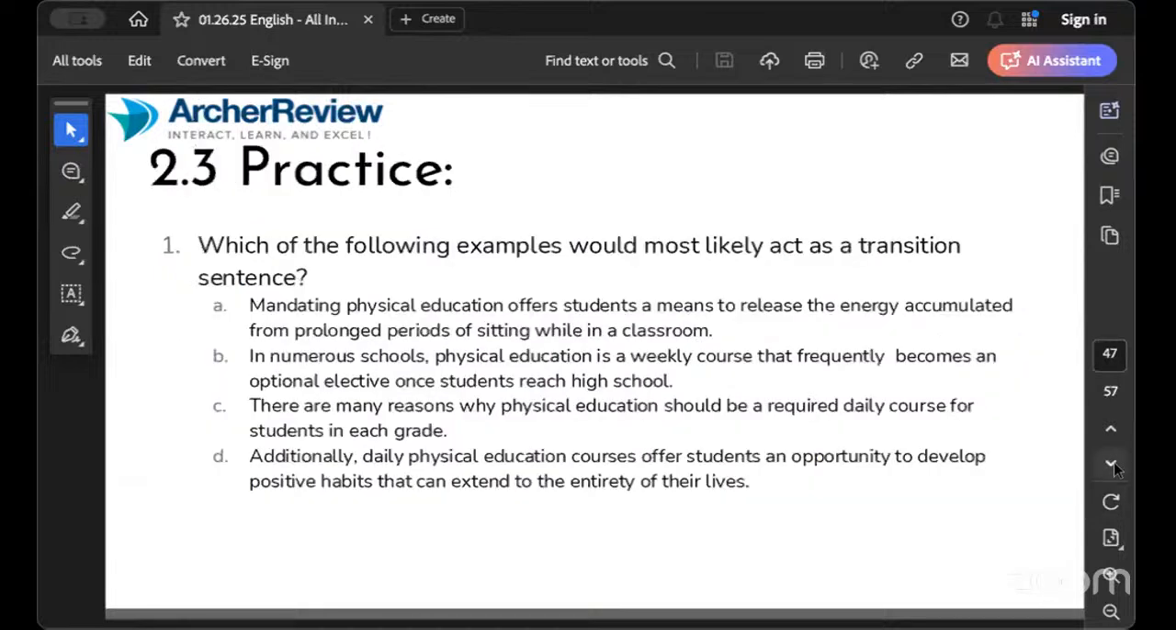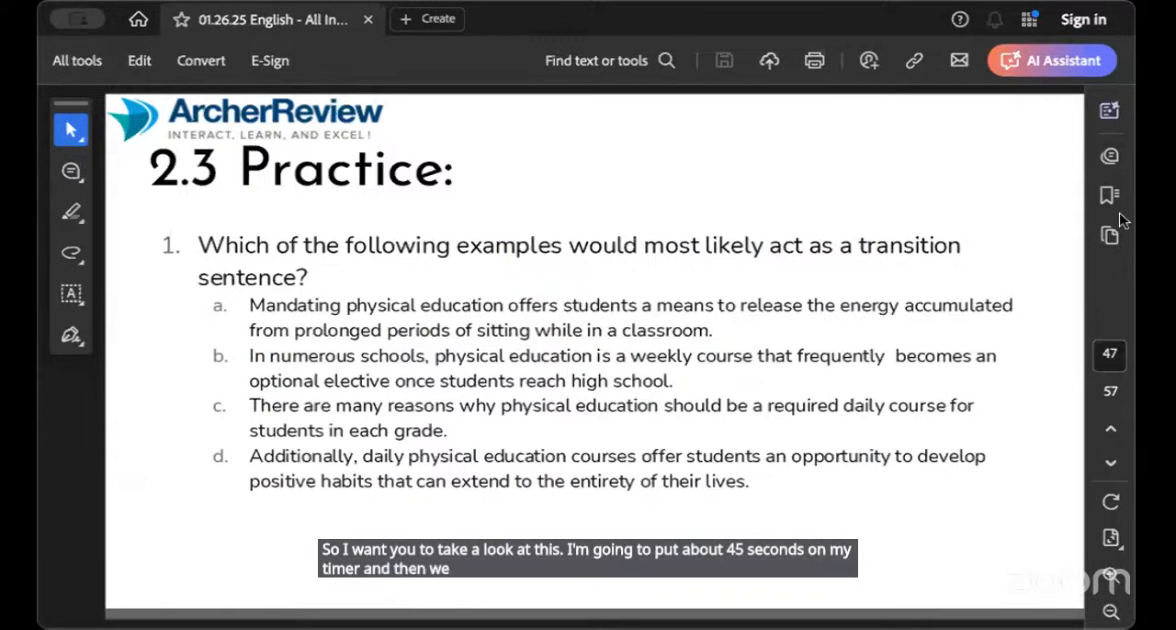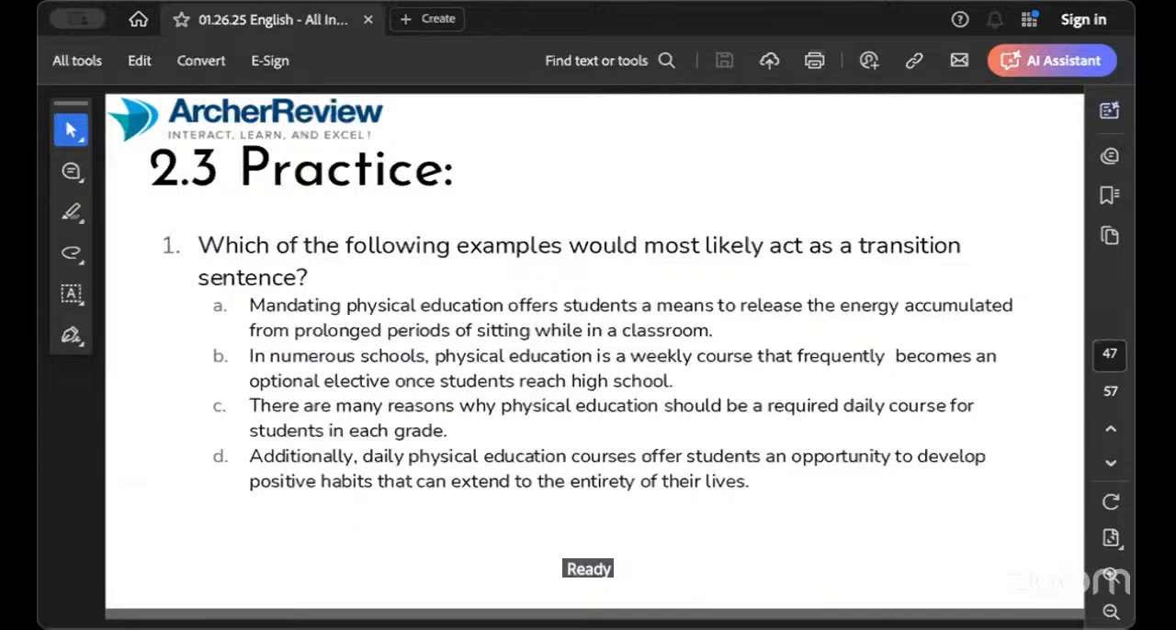All right. So, what we're going to do is we're going to practice. We're just going to jump right on into practice. So, I want you to take a look at this. I'm going to put about 45 seconds on my timer, and then we're going to come back and check. Ready? And go.